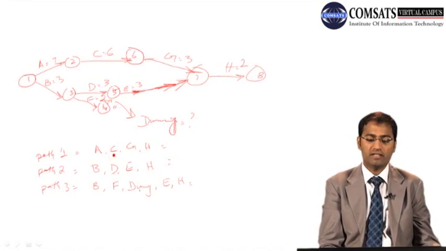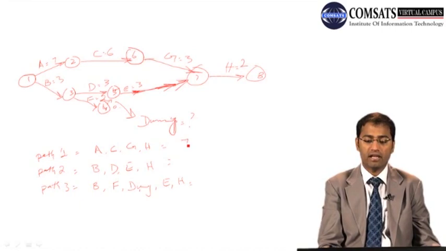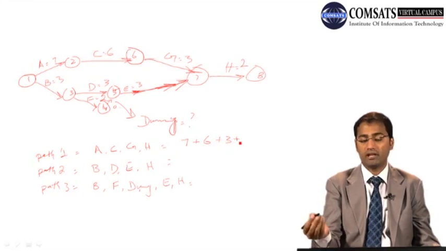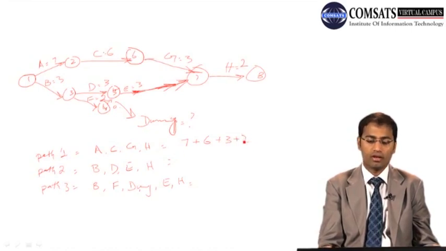So path number 1 is A, C, G, H. So write the durations of the respective activities. So A is 7 days, C is 6 days, and G is 3 days, or weeks, whatever the work units are. I'm assuming days. And H is 2, then B is 3 plus D is 3 plus E is 3 plus H is 2, and B is 3 plus F is 2 plus dummy is 0 plus E is 3 plus H is 2. Now sum these up.